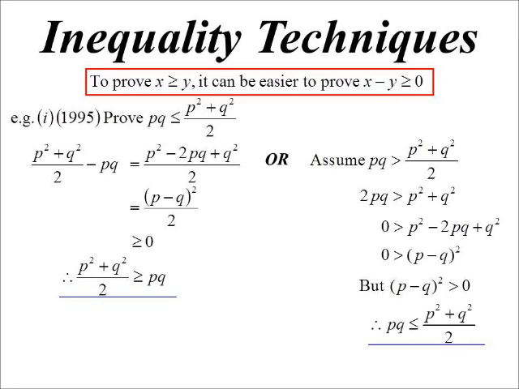So we know it has to be positive, so there's my contradiction. So my original assumption must have been wrong. So if pq is not bigger than p squared plus q squared on 2, then it must be less than or equal to p squared plus q squared on 2. So I say that's how I would do it using proof by contradiction. It's probably not a common way of doing that particular type of problem, but you know, it works.